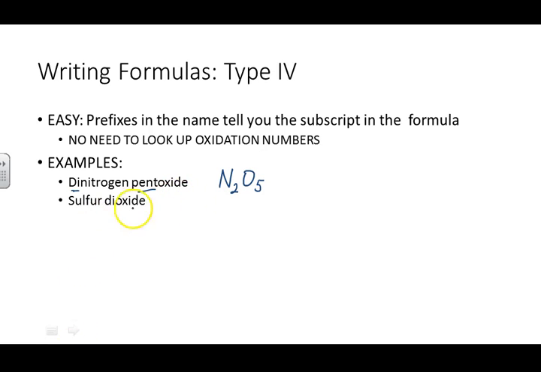Sulfur dioxide. No prefix on sulfur, so we just write S. That's one of those. And dioxide, O2. Iodine heptachloride. No prefix on iodine, so there's just one iodine. Heptachloride, hepta is 7, Cl7.